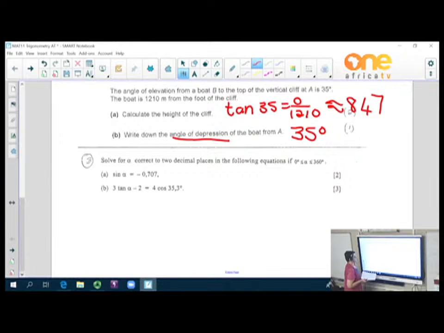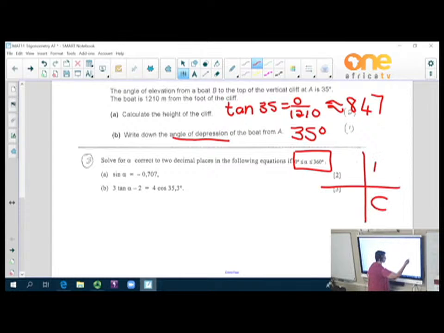Now, the last question, number 3. This is a little bit more difficult, and here were a few problems. When we do this, how will I know? This is the indication, because they say between 0 and 360 degrees. Then we work with CAST. You will remember the lessons on CAST. This is where all, sine, tan, cosine are positive. This is the meaning of CAST. This is where they are positive.